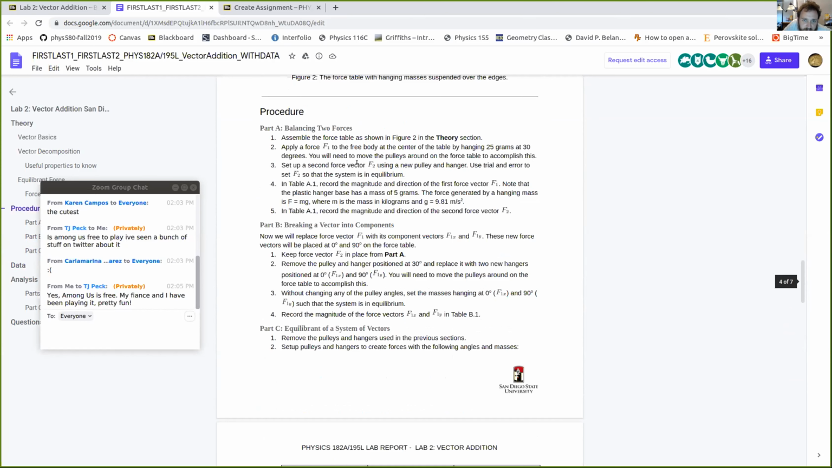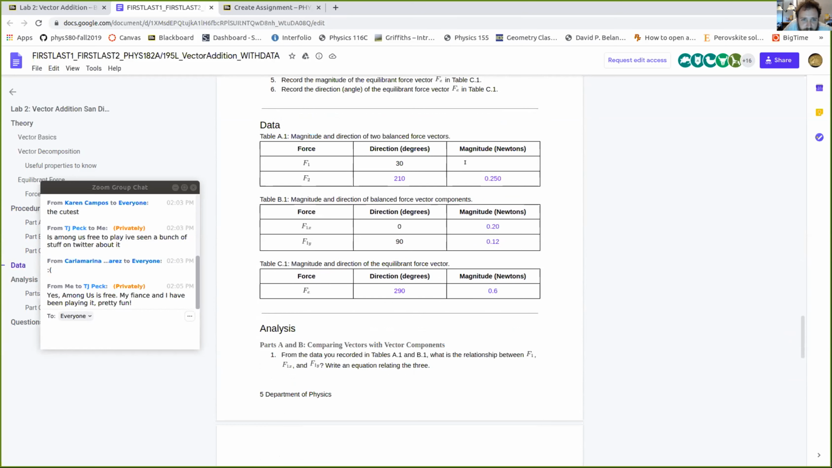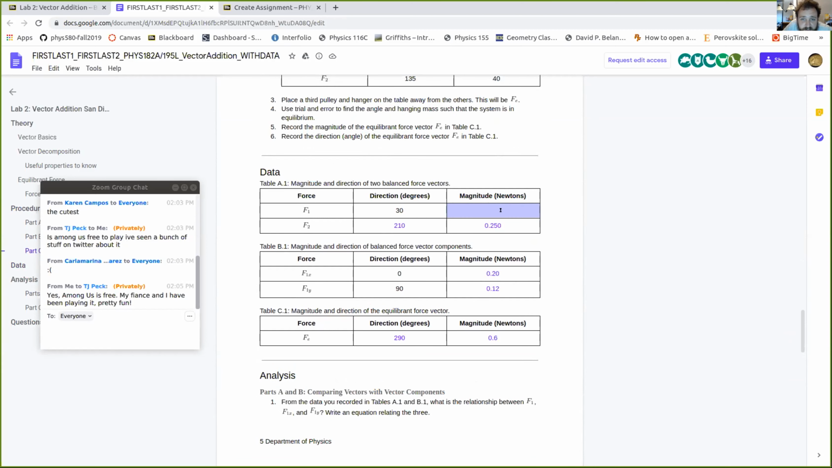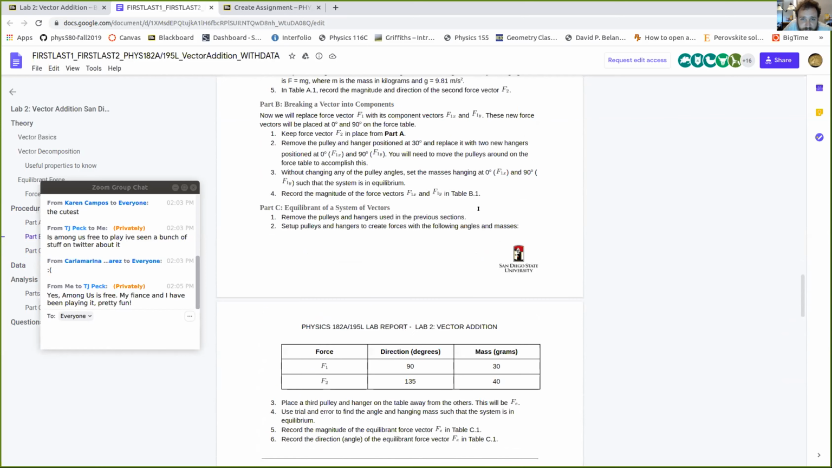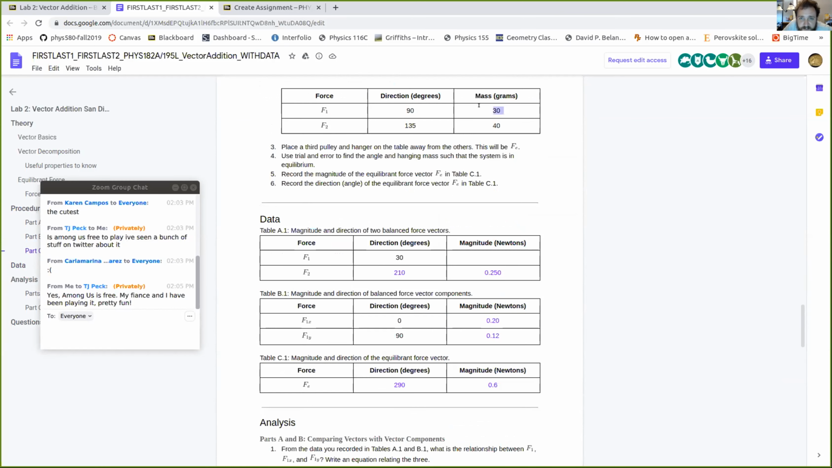So what's the deal here? Well, part A, you put a couple of force hangers on there, and you try to find where the third one's going to be. It's kind of weird. So right here, table A1. See how there's a blank spot? They say 0.25, and this one's blank. Well, up here it said what it was. It said it was right here. It's 30 grams, right? At 30 degrees.